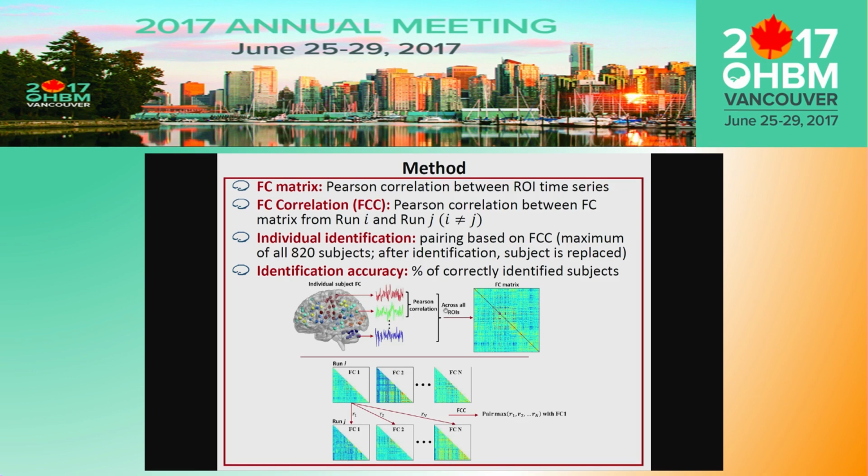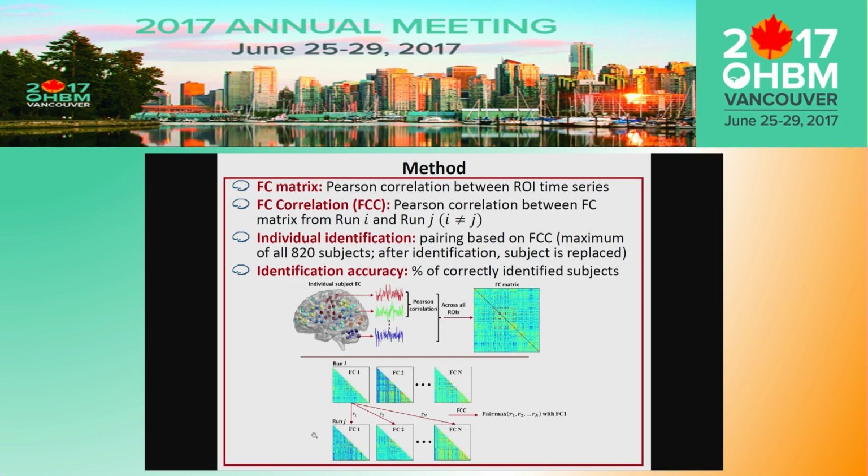So the method is quite straightforward, and it closely follows the Finn et al. paper. For each region of interest, we find the average time course, and then we compute the Pearson correlation between the regions of interest to come up with the functional connectivity matrix. The FC matrix is a symmetric matrix, so after removal of the upper half, we find the correlation between FC of different runs. Again, a simple Pearson correlation. I'm going to call that correlation the FCC, the functional connectivity correlation.